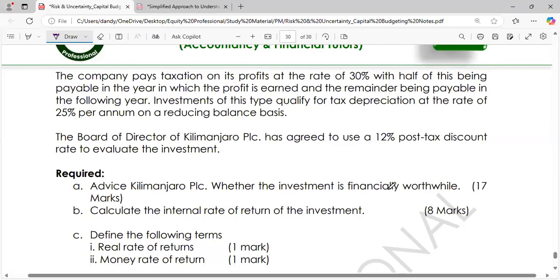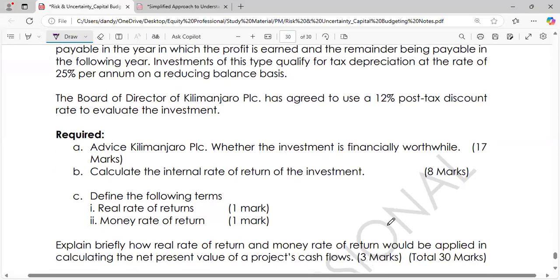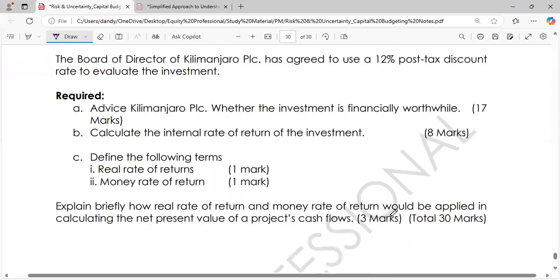Required: A, advise Kilimanjaro PLC whether the investment is financially worthwhile. B, calculate the internal rate of return of the investment. And C, define the following terms: real rate of return, money rate of return. Explain briefly how real rate of return and money rate of return will be applied in calculating the net present value of a project's cash flow.